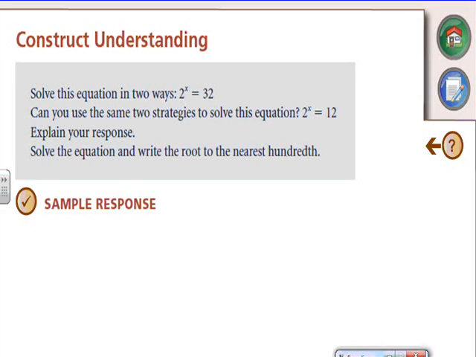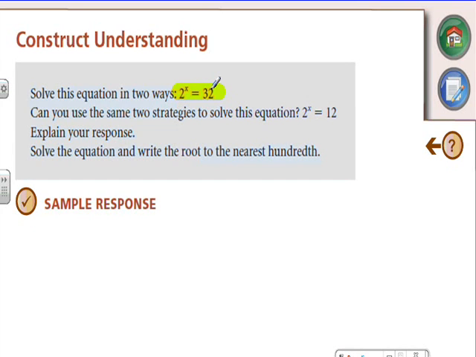So that first question in the Get Started, we looked at a quadratic, and we solved it 2 different ways, one algebraically and one graphically. Well, let's try to solve this one here with an algebraic and a graphical method. Our algebraic method that we would want to use here: we've got 2 to the x and we've got 32.